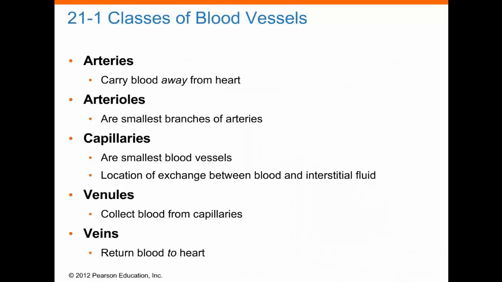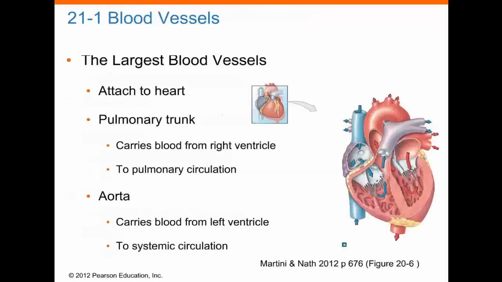Venules collect blood from the capillaries, and veins return blood to the heart. Where are we going to find the largest blood vessels? Well, we've already covered those. They attach to the heart. So we've got the pulmonary trunk, which carries blood from the right ventricle to the pulmonary circulation. And then you've got the aorta, which carries blood from the left ventricle to the systemic circulation.